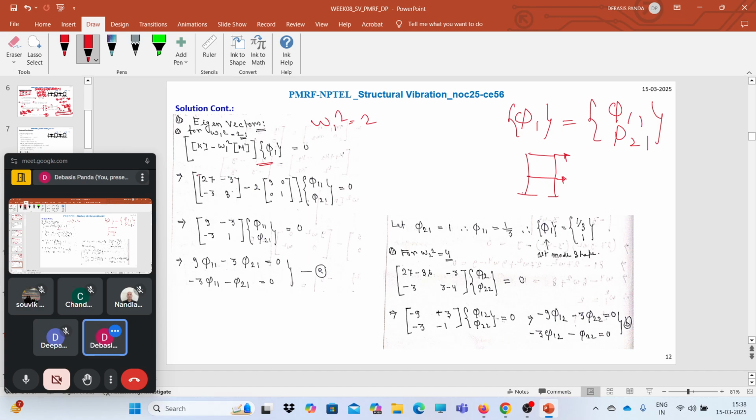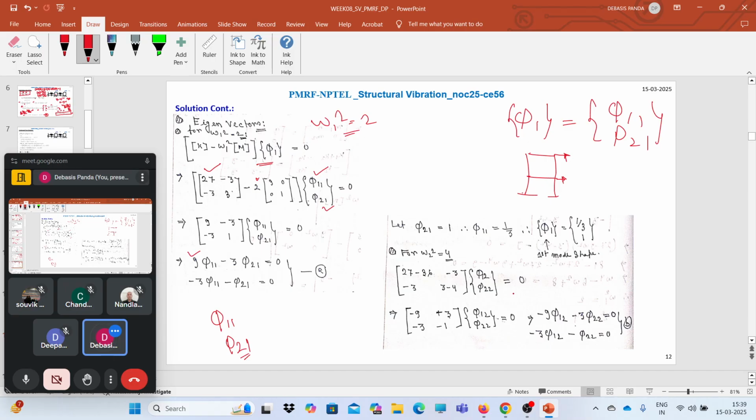So now we have the mass matrix. 27 minus 3, minus 3, 3, we have already calculated it, minus omega 1 square, which is 2, multiplied by the mass matrix, into phi 1 1, phi 2 1 is equal to 0. Now just solve this matrix. We will have these two equations: 9 phi 1 1 minus 3 phi 2 1 is equal to 0, and 3 phi 1 1 minus phi 2 1 is equal to 0. Once we solve these two equations, we will get the values of phi 1 1 and phi 2 1.